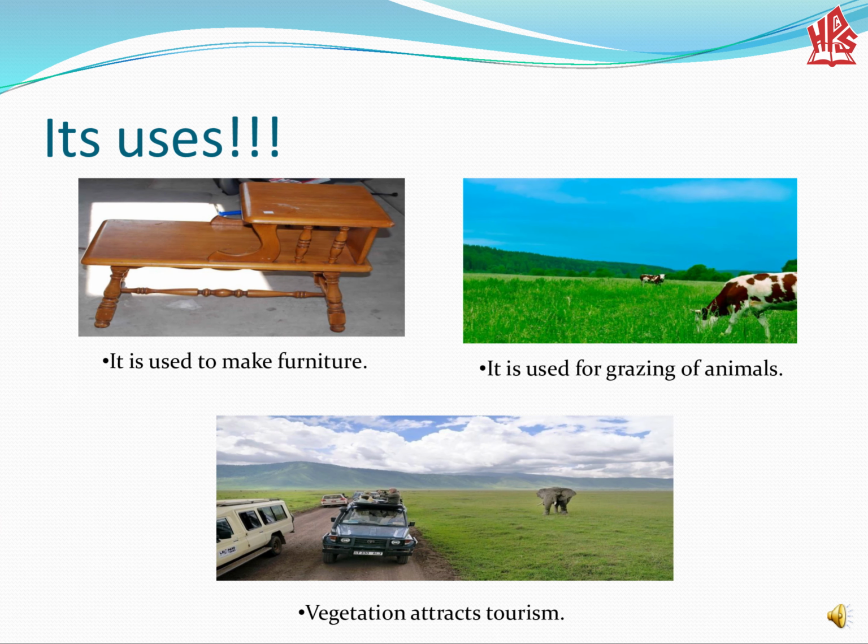Now let's talk about its uses, as we know the importance of forests in our daily life. So we get food and other raw materials, and especially wood from the forest, and it is used to make furniture. The next thing is it is used for grazing of animals. And now most importantly, vegetation attracts tourism. Tourism is very important for every country because it shows a positive sign that the country is beautiful, peaceful and safe to visit.